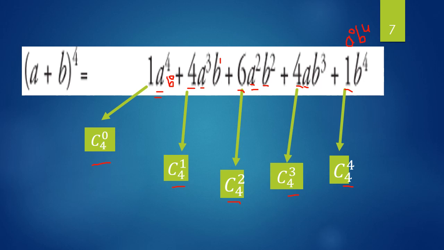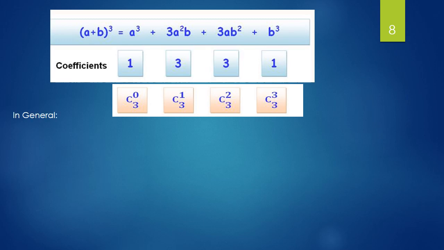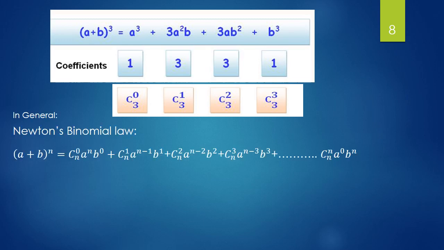So what do we deduce? In general, Newton's binomial law: (a + b)^n equals C(n,0) a^n b^0 plus C(n,1) a^(n-1) b^1 plus C(n,2) a^(n-2) b^2, etc., C(n,n) a^0 b^n. It is not difficult to memorize this rule.